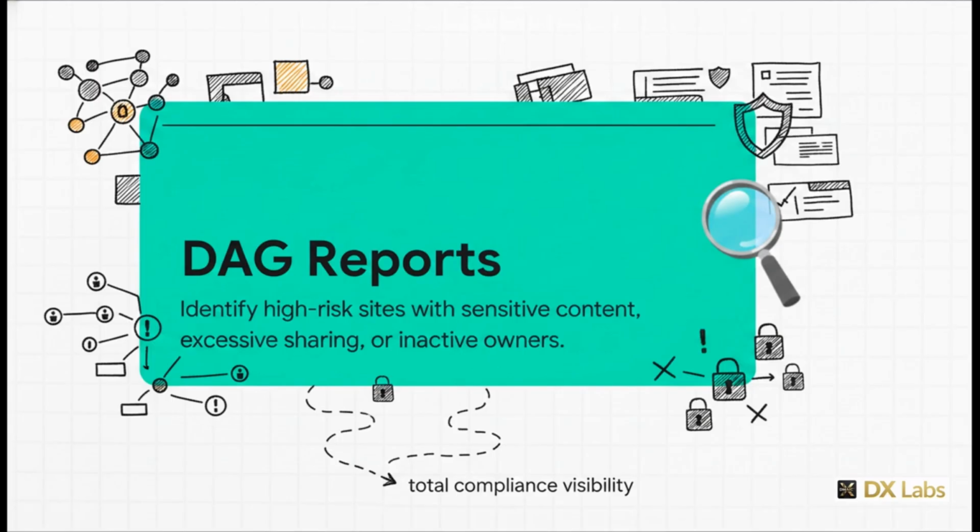They'll also point out sites with inactive owners, which, by the way, is a massive governance risk because no one is actually managing the permissions, and sites that are completely missing assigned sensitivity labels. For the AB 900 exam, definitely remember that DAG reports are your primary roadmap for targeted compliance.